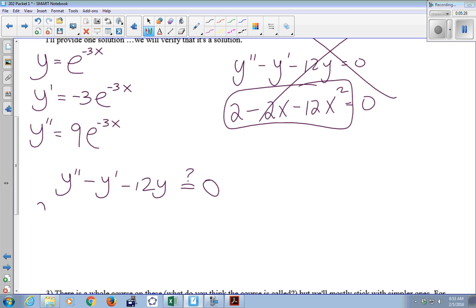All right, so y double prime is 9e to the negative 3x. Subtract y prime, so I'm going to take away minus negative 3e to the negative 3x, and then subtract 12 times y, e to the negative 3x. Do I get 0? Yes, those are like terms. I combined the first two, you get 12 e to the negative 3x minus 12 e to the negative 3x. That is a true equation. Y equals 0 is also a solution. Yep.